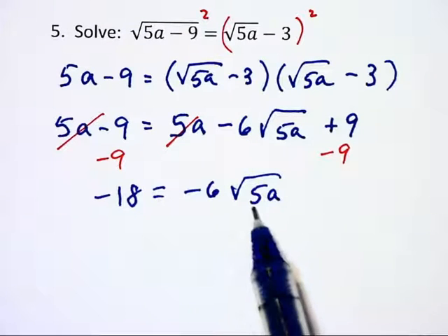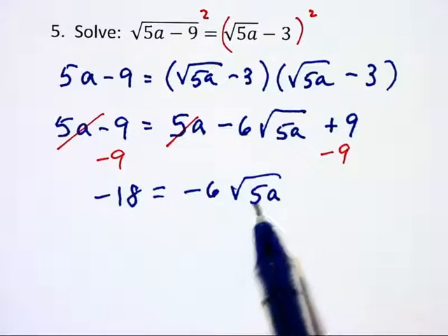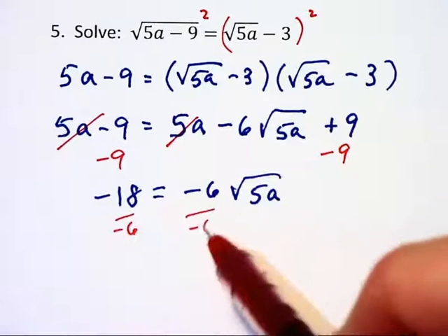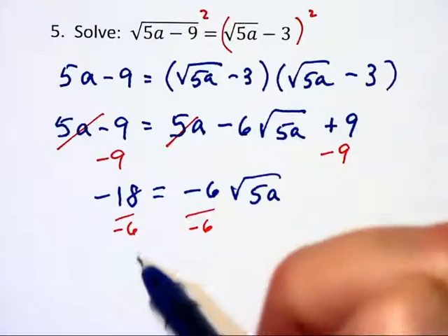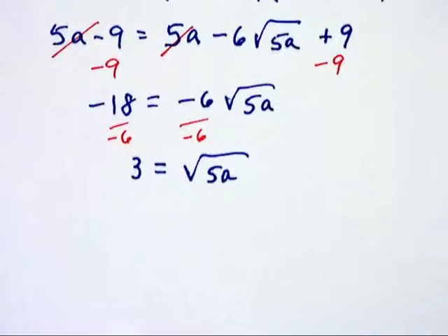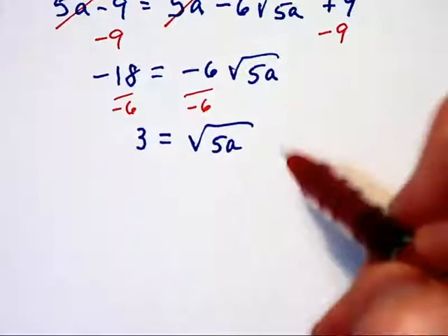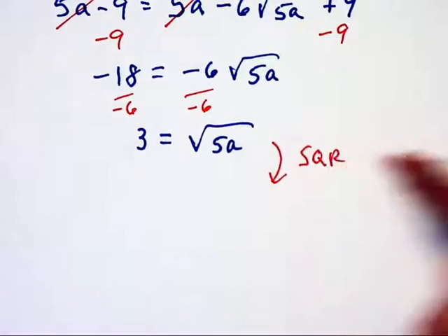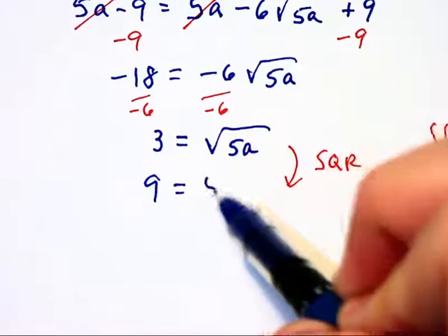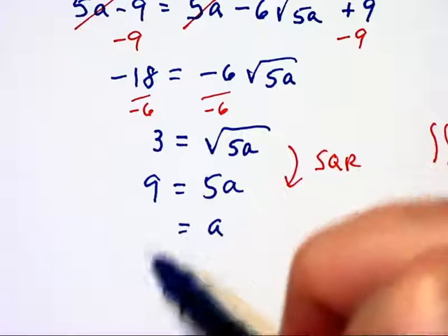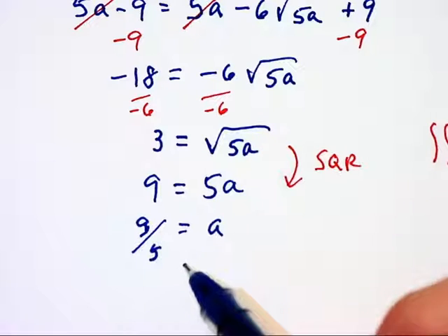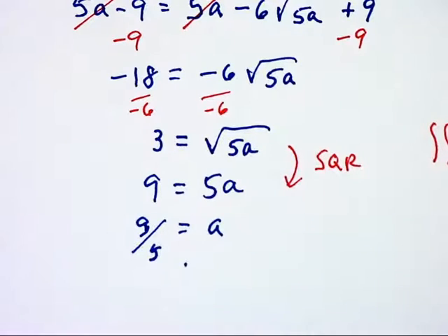Now, we still have a radical in our problem, and we need to isolate it yet again. So we will divide each side by negative 6 and find out that we have 3 is equal to the square root of 5a. Okay, that's good. We have our square root equal to a positive value. Squaring both sides again is going to give us 9 equals 5a, and a then, after divided by 5, will equal 9/5. Now, that will check if you do substitute it back into the original problem.